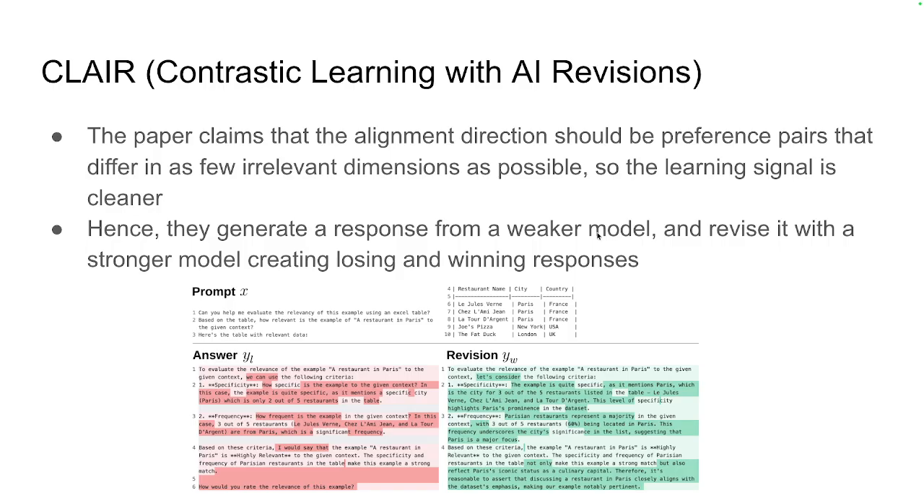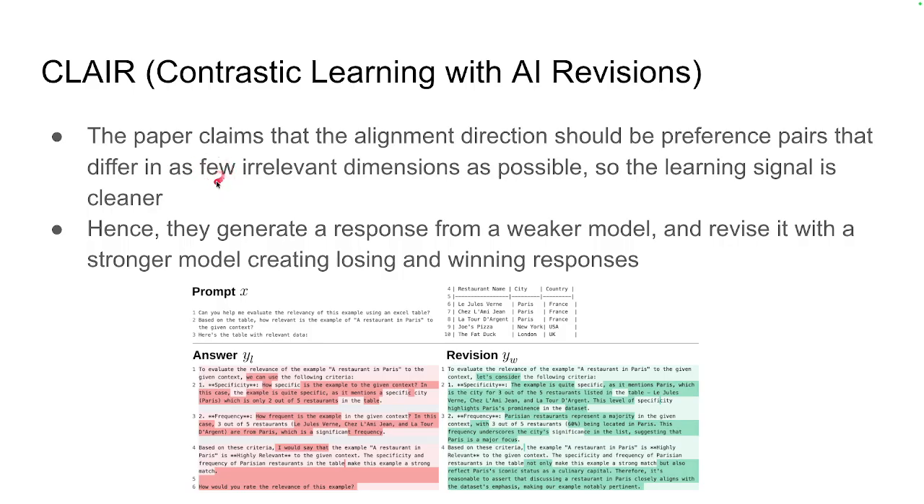Another interesting thing from the paper was that your alignment direction from your winning and losing responses needs to be along few and irrelevant dimensions. In that case, the learning signal would be cleaner. Suppose you have a losing response which is helpful, but a winning response is a little bit more helpful. The learning signal is difficult to grasp because it might be helpful for someone, but it might not be helpful for another person. So the learning signal isn't very clear.